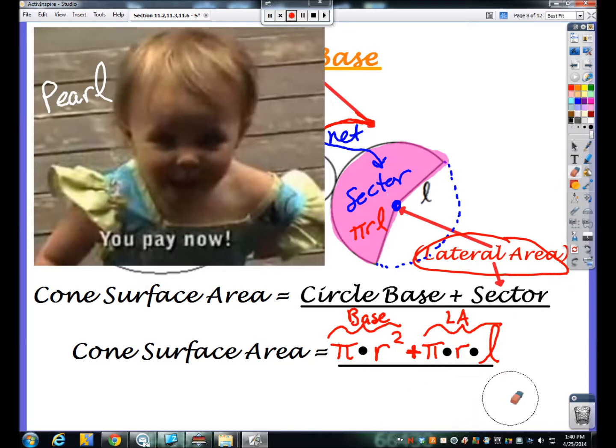Okay, so if I think of, especially if you watch this video, and you're not offended by kind of strong language, especially coming from a 2 to 3 year old here, you will forever remember that the lateral part of a cone is Pearl, pi r l.